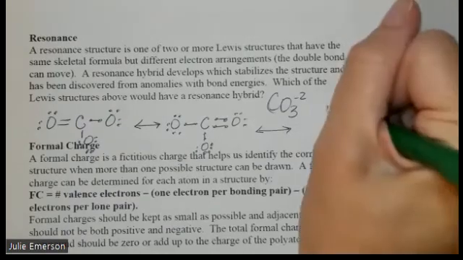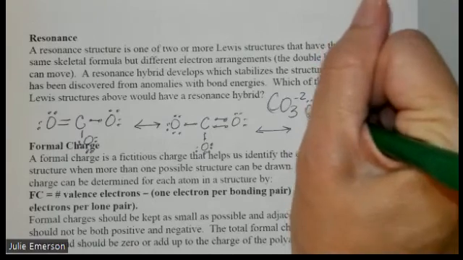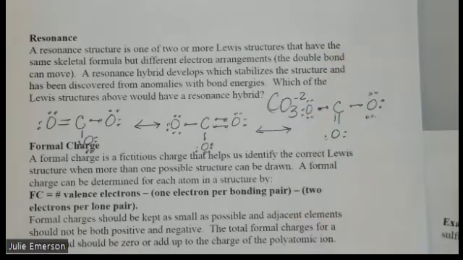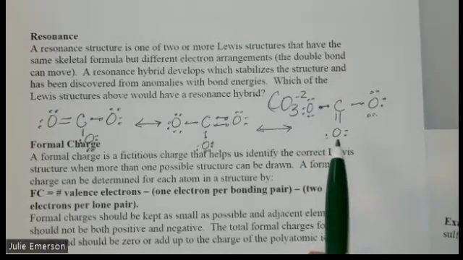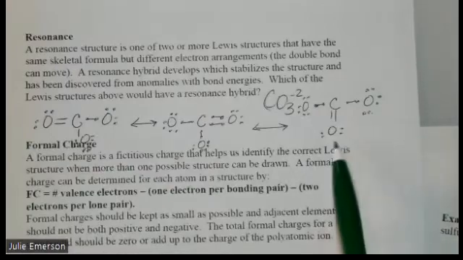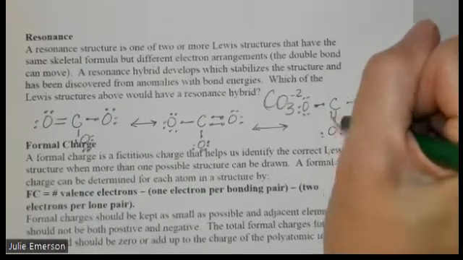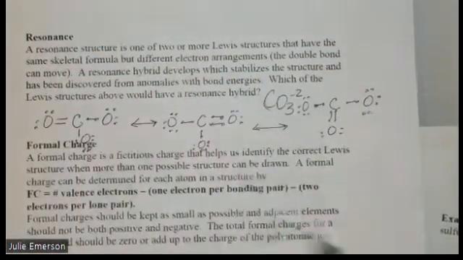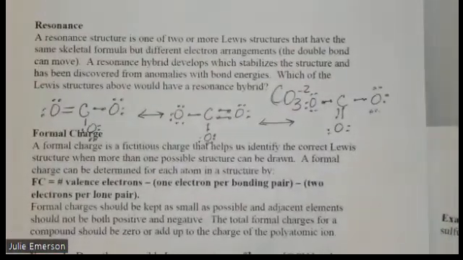But you understand that the skeletal structure stays the same, right? We have a carbon center with 3 attached oxygens. We can't swap one of these out for sulfur, because then we've changed the skeletal structure. The only thing that we're swapping is where we put the double bond. Do we put it on the left, the right, or the bottom? And that's the hybrid. That's the resonance hybrid.